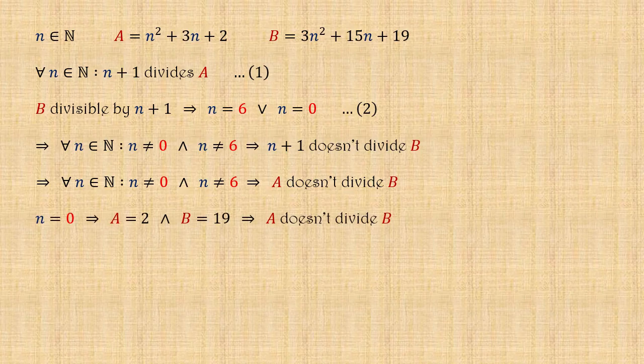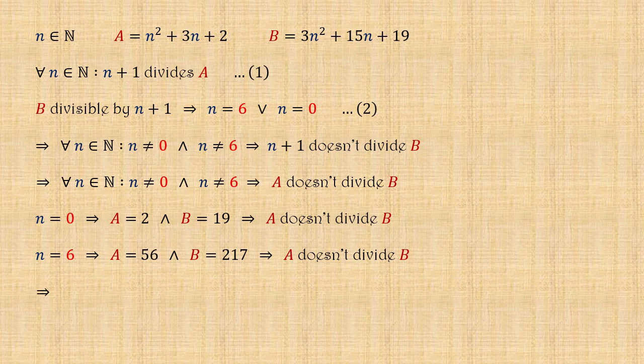Now in case n equals 0, we would have capital A equals 2 and capital B equals 19, and as 2 doesn't divide 19, we deduce that in this case capital A doesn't divide capital B. And in case n equals 6, we would have capital A equals 56 and capital B equals 217, and as 56 doesn't divide 217, we deduce that capital A doesn't divide capital B in this case too. After this, we can finally say that whatever the value of the natural number n is, capital A doesn't divide capital B.